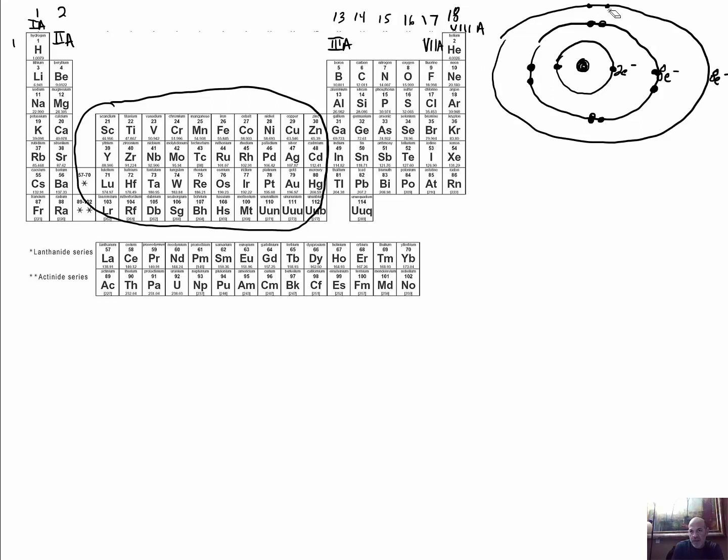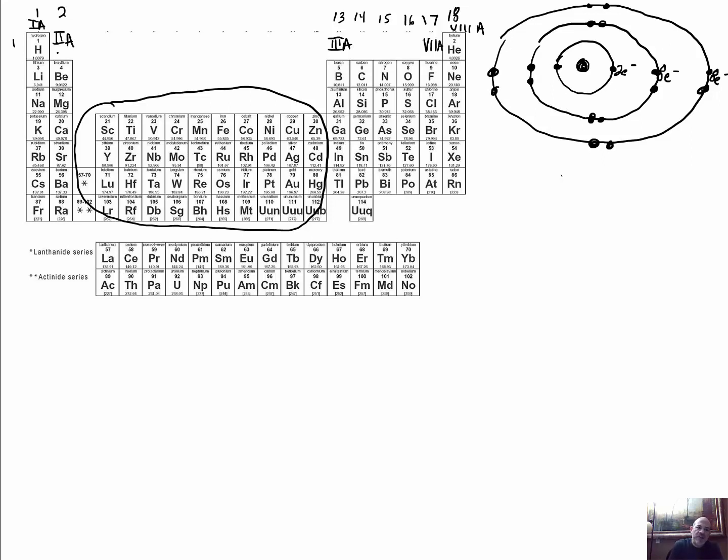Once we fill with 8, then we go 1, and then we go all the way across 2, 3, 4, and then you go back and start pairing them up, 5, 6, 7, 8. And now we've filled up completely all of those energy levels, okay?